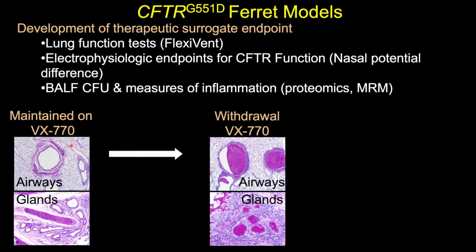This model, the G551D model, is favorable because animals can be reared both in utero and postnatally on VX770 to prevent disease progression, and disease progression timed by the withdrawal of VX770 is shown here with airway obstruction with mucus and obstruction of submucosal glands.